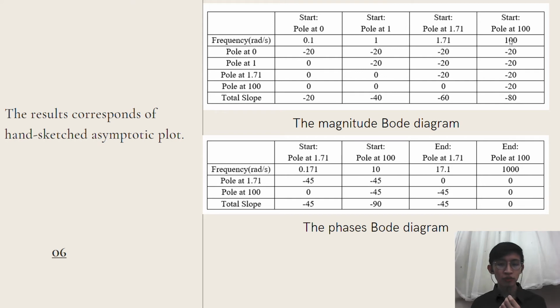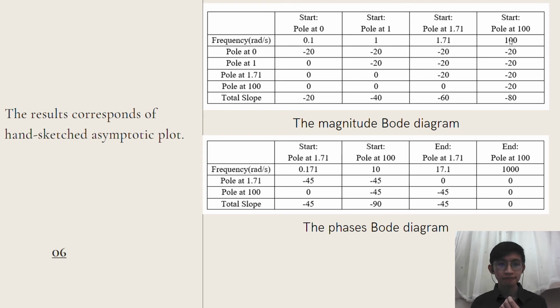At the frequency of 0.171, the pole at 1.71 gives negative 45 degrees, so the total is negative 45 degrees. At frequency 10, the pole at 1.71 and the pole at 100 also give negative 45 degrees, so the total is negative 90 degrees. At the frequency of 17.1, the pole at 100 gives negative 45 degrees, so the total is negative 45 degrees. At the frequency of 1000, none of the poles contribute any angle, so the total is 0 degrees.